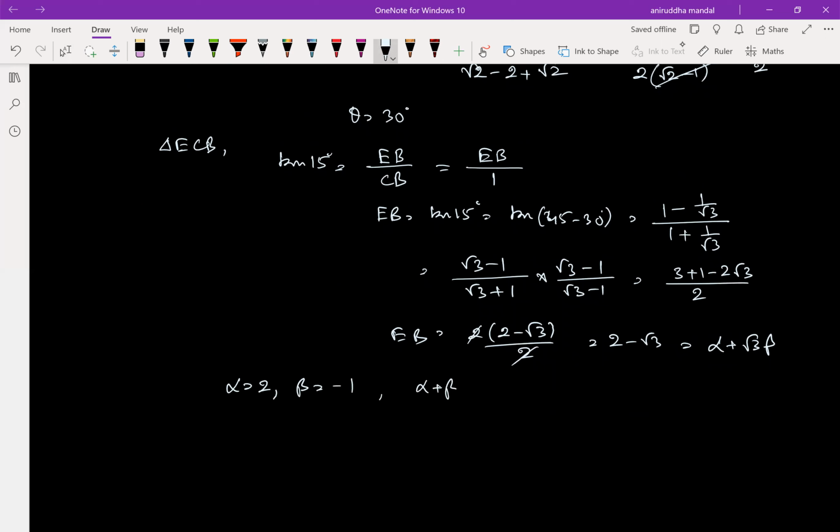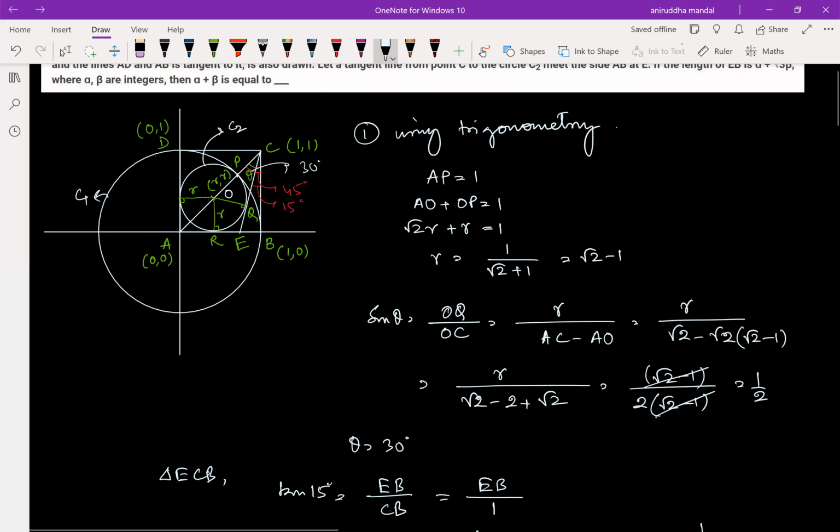So the final answer is asked as alpha plus beta. So alpha plus beta is 1. Okay, so this is the first solution using trigonometry.